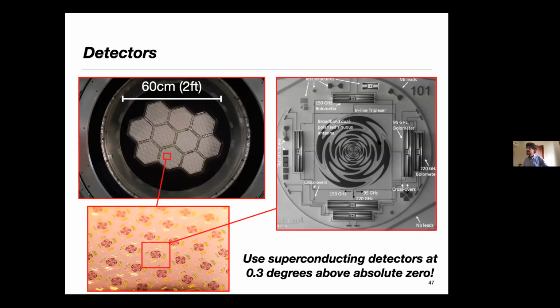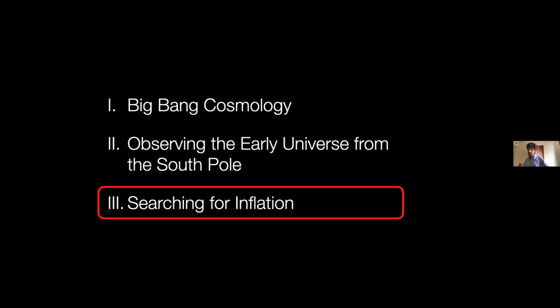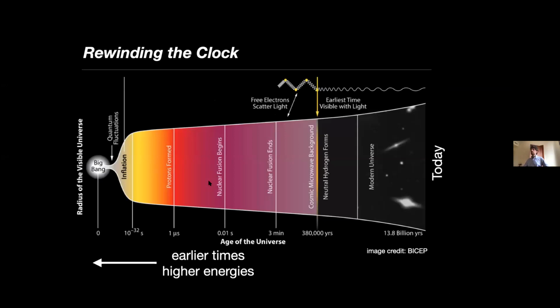Okay, so that's a quick whirlwind tour of some of the basics of what these experiments look like. What I want to do in the last closing minutes is tell you about the most exciting of the new physics that we're trying to discover with the current generation of telescopes like SPT-3G and other experiments at the South Pole, which is searching for evidence of this process called inflation that happened in the early universe.